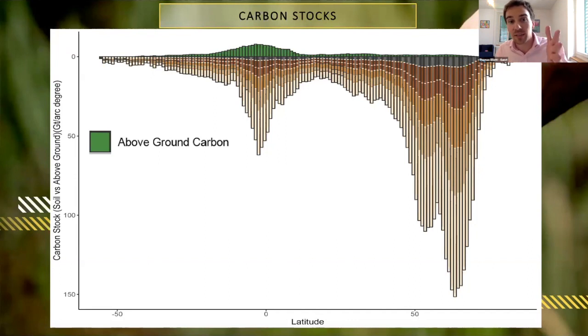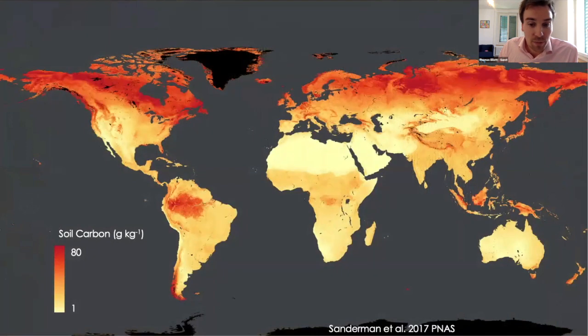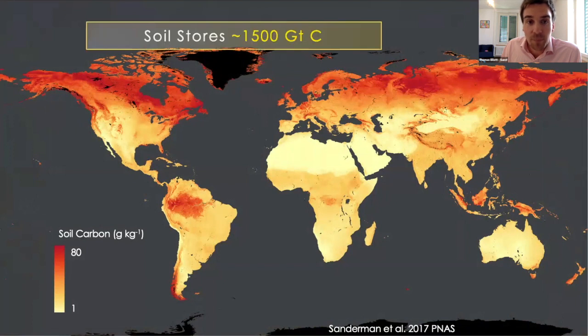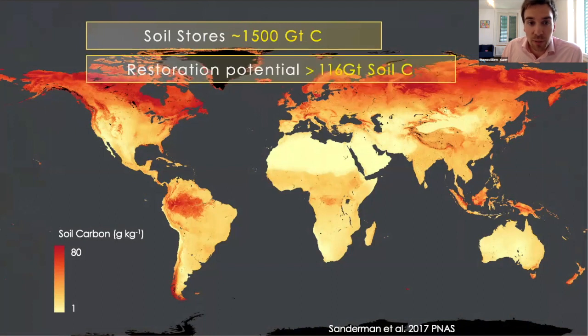If you want to plant trees, undoubtedly the tropics is the place to focus. But if you want to preserve soil carbon, these boreal regions where we've got really cold temperatures that are really slowing down organic decomposition are going to be really important for the preservation and accumulation of soil carbon. And finally, we're also able to use similar techniques with our colleague John Sanderman to look at the potential to store soil carbon going forward if we use better soil management practices. And it's showing that restoration potential is in excess of 116 gigatons of soil carbon.